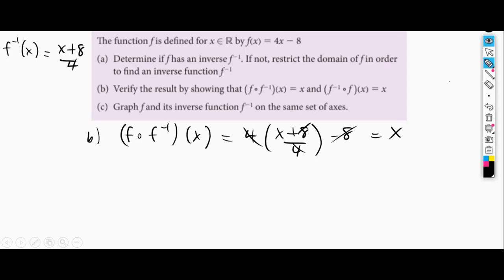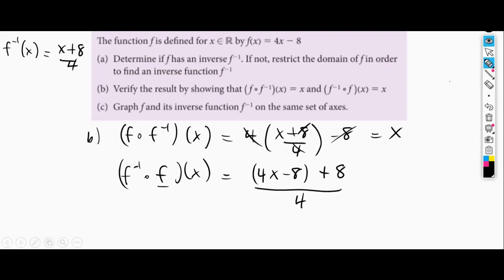Now we have to do the opposite, so we're going to do the composition of the inverse of f with f, and that means plugging f into its inverse. So that would give us 4x minus 8 plus 8, divided by 4. And this is also obviously going to give us x. How so? Well, first we can add this, and that gives us 0. And then 4 divided by 4 is 1, and we end up with x. So this verifies the result.